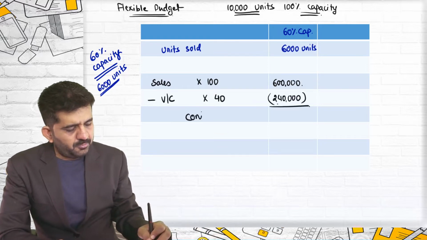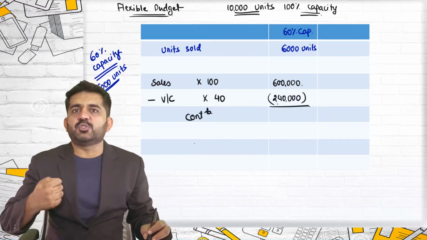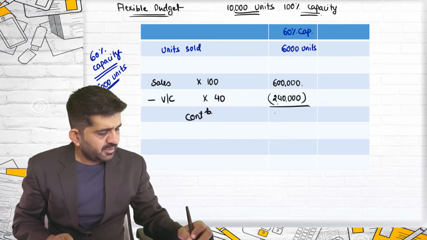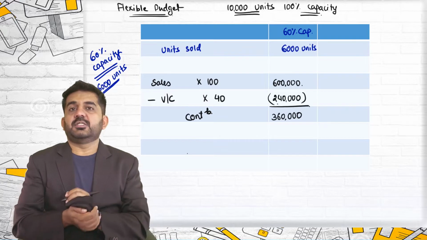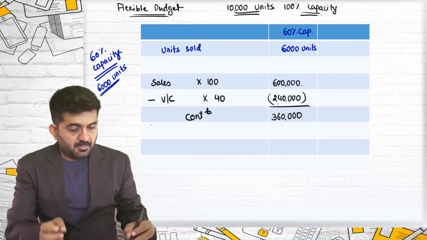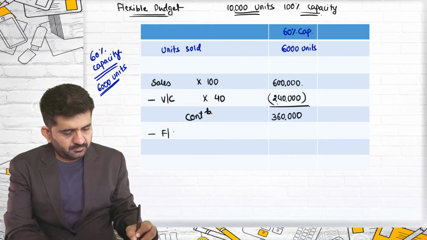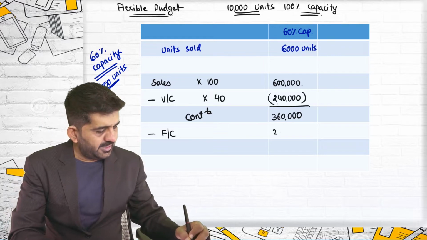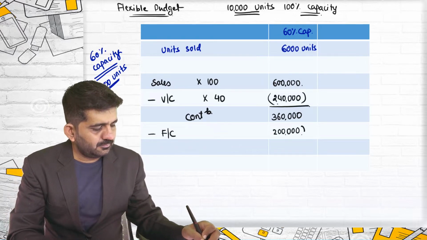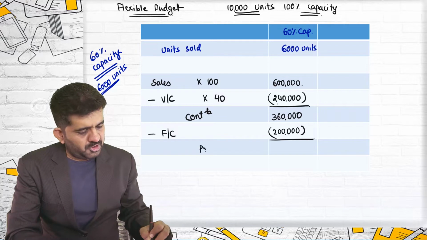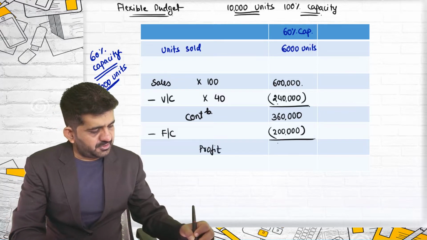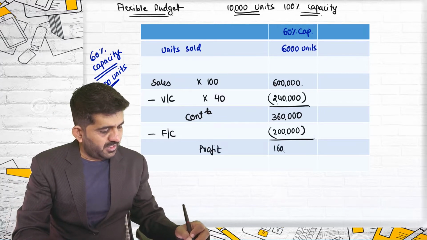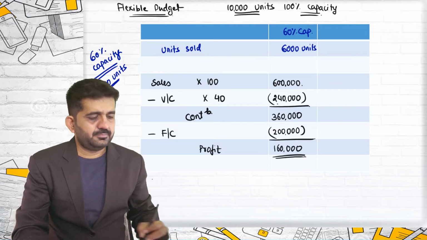What will be your contribution? What is contribution? Sales minus variable cost is your contribution. This is 3,60,000. Minus fixed cost, say 2 lakhs. What is the profit at 60% capacity? It is 1,60,000.